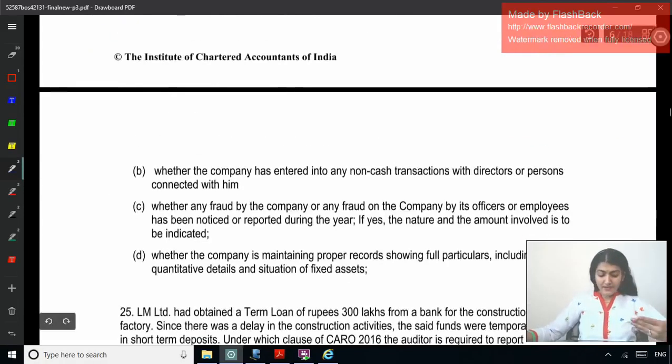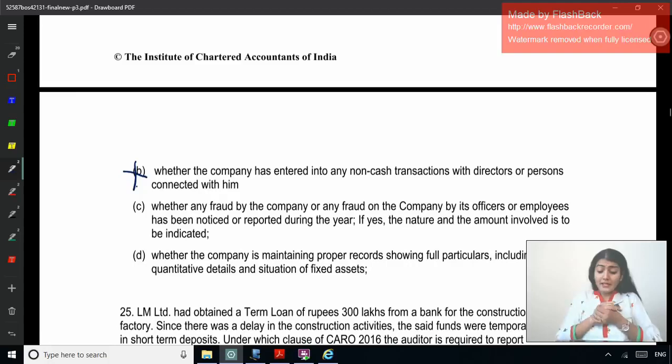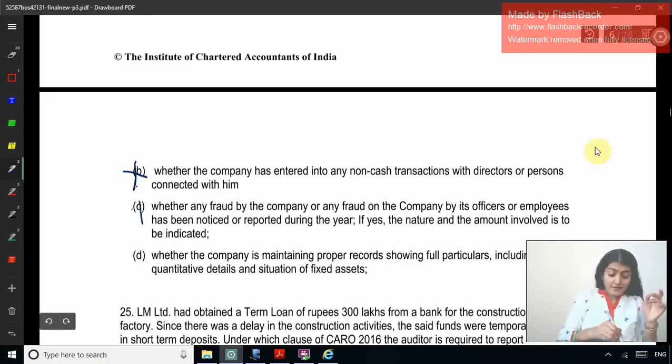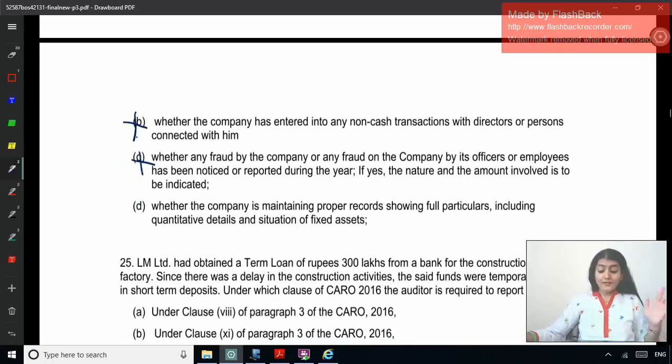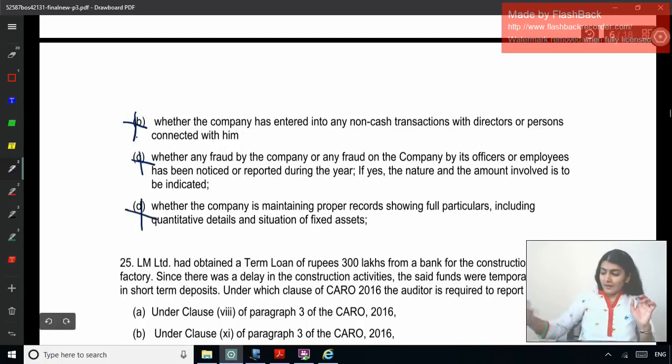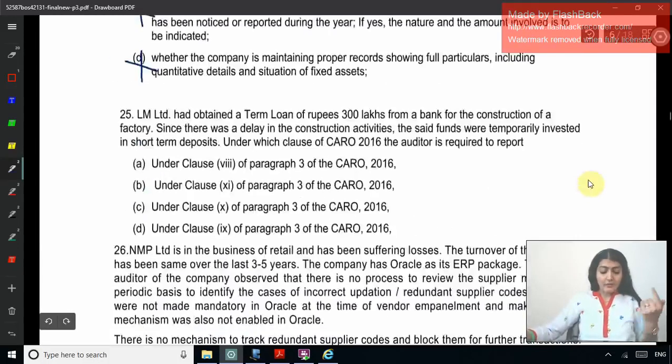But let's see the other 3. Whether the company has entered into non-cash transactions with directors or persons connected, no, that is clause 15. Whether any fraud by the company or any fraud on the company by its officers or employees has been noticed or reported during the year, and if yes, the nature and amount involved is to be indicated, no, that is clause 10. Whether the company is maintaining proper records showing full particulars including quantitative details and situation of fixed assets, that is clause 1A, not clause 1C. So not D, the correct option over here is A.